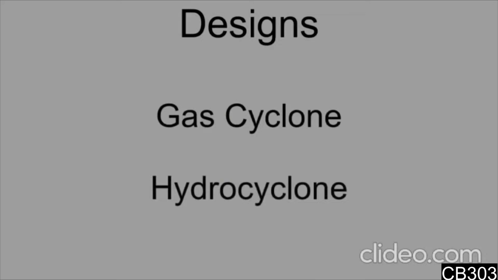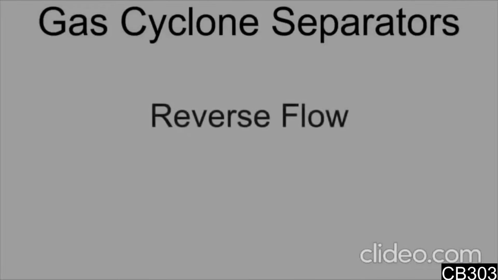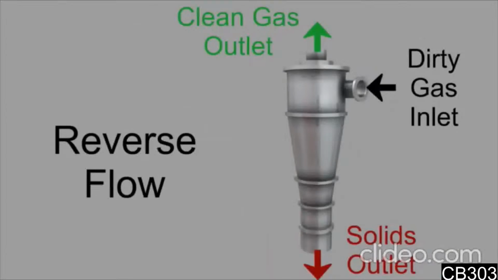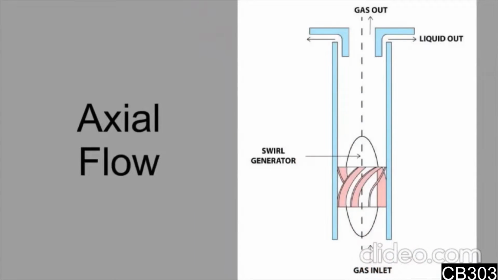There are two main designs of cyclone separator. One is the gas cyclone and the other is the hydrocyclone. Gas cyclones are used to remove entrained dust particles from the gas stream, and hydrocyclones are used for separating fluids of different densities. Gas cyclone separators are grouped into two main categories, reverse flow and axial flow. In a reverse flow cyclone separator, gas enters at the top of the separator body and flows downward, then flows back upward and is discharged. For an axial flow cyclone separator, gas enters at one end and is discharged at the opposite end, as shown in the video.